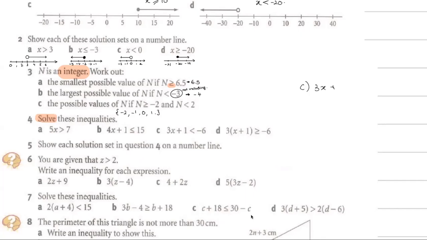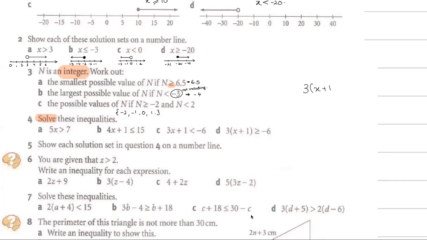3x plus 1 less than -6. It's best that we do it this way, okay? -1 minus 1. 3x less than -7, let's say we divide by 3, divided by 3. See the answer here? Go to the next one.